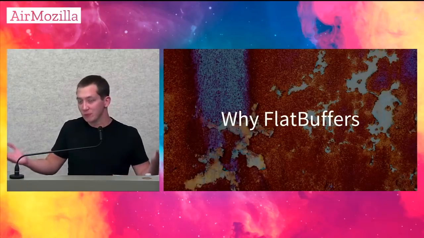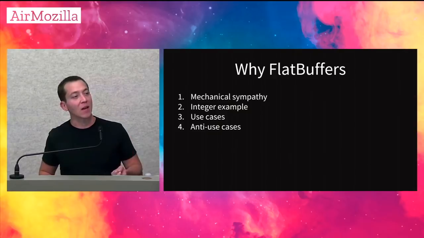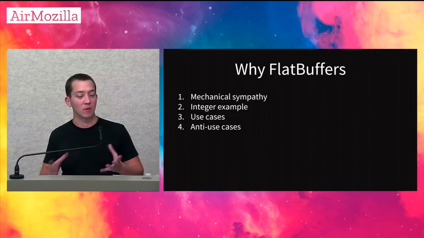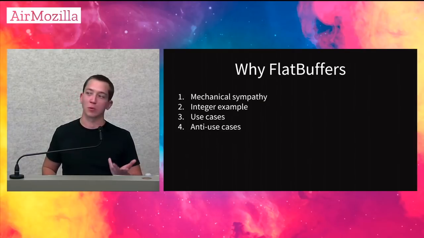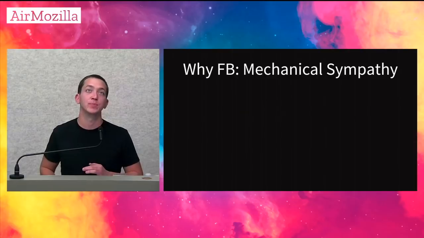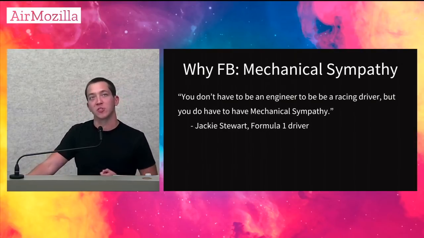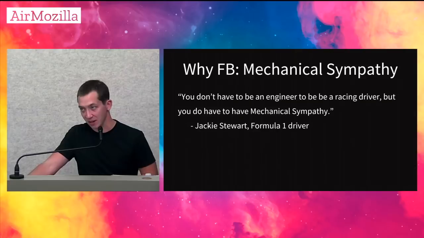So why do we do this? I'll introduce some ideas. Mechanical sympathy is the first one. I'll give an example of how we use integers in these different formats, why you would want to use flat buffers, and probably why you would not want to use flat buffers. Mechanical sympathy. I'll start off with this quote from the Formula One driver, Jackie Stewart. You don't have to be an engineer to be a racing driver, but you do have to have mechanical sympathy.